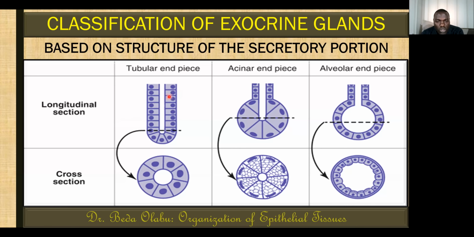If the secretory portion looks like this, then we call it tubular. In cross-section, a tubular end piece will look like this. This is how it will appear on light microscopy.